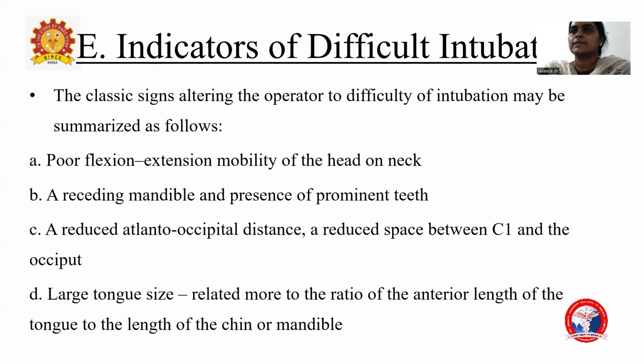Then the classical signs alerting the operator to difficulty of intubation may be summarized as follows. Full flexion, neck extension, mobility of the head and neck, a receding mandible and the presence of prominent teeth, a reduced atlanto-occipital distance, a reduced space between C1 and occiput, and a large tongue, related more to the ratio of the anterior length of the tongue to the length of the chin or mandible.